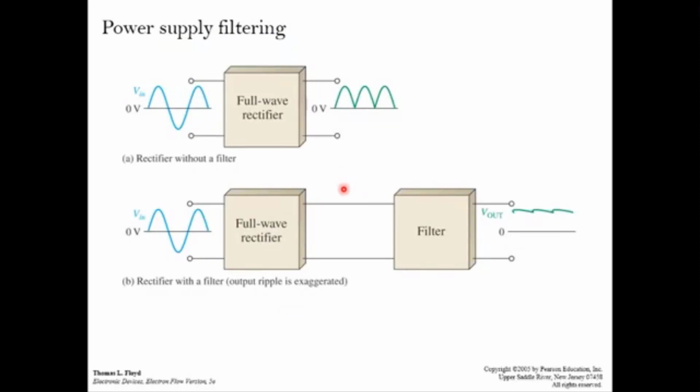Okay, this is power supply filtering. Without the filter, this is the full wave rectifier output, which varies from 0 to the peak voltage. If the output of the full wave rectifier is connected to the filter, you can see the output voltage will vary from the peak until a voltage point which is a little bit below the peak voltage. So the variation in the output voltage is very low.